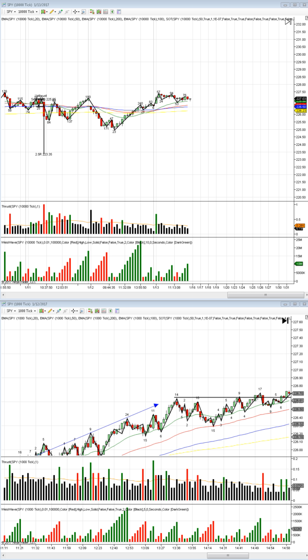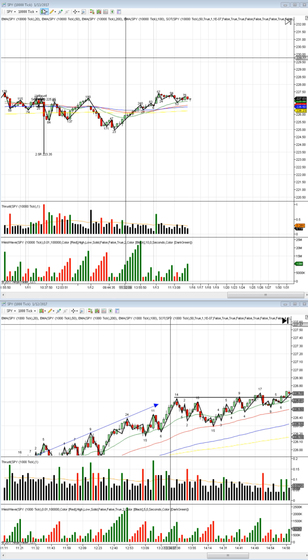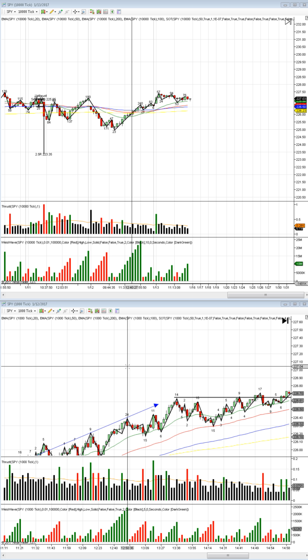Alright, so what I'll be doing is going over the SPY charts that you see and reviewing them. This is part of the trend review routine. It's a pretty helpful routine. At the top you have a 10,000 tick and at the bottom you have a 1,000 tick.